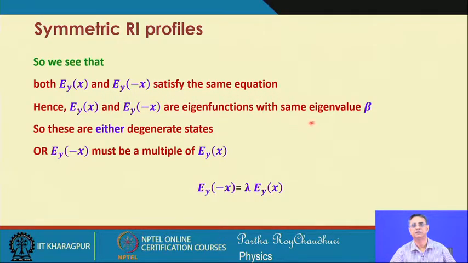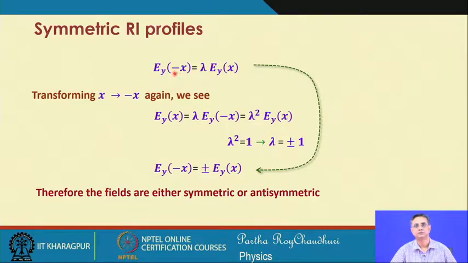Hence, these two are the eigenfunctions with the same eigenvalue. So, this means that these two are degenerate states, or it could be that this must be a multiple of E y. This possibility of degenerate states can also be shown to be identically the same consequence. But if we consider E y of minus x equal to lambda times this, then again you transform x to minus x, that is E y of x will become lambda times E y of minus x. So, putting back x equal to minus x gives you that lambda square equal to 1. So, that is lambda equal to plus minus 1.